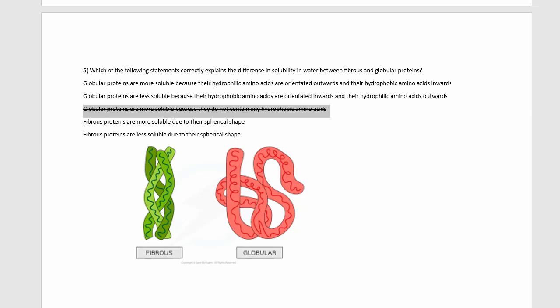And then globular proteins are less soluble because their hydrophobic amino acids are orientated inwards and the hydrophilic amino acids are orientated outwards. And then we have globular proteins are more soluble because the hydrophilic amino acids are orientated outwards and the hydrophobic amino acids orientated inwards. So the correct answer would be number 1.